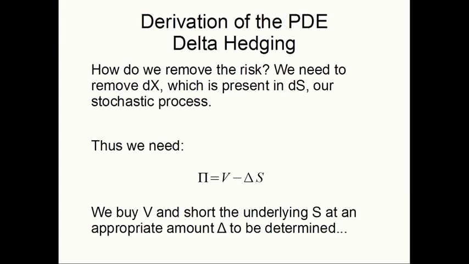Now the question is, how do we build such a risk-free portfolio? The simple answer is that we must short an appropriate amount delta of the underlying asset. We will see how this works and how delta is calculated. This is called delta hedging.